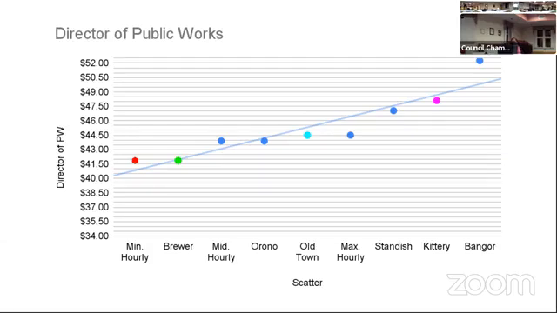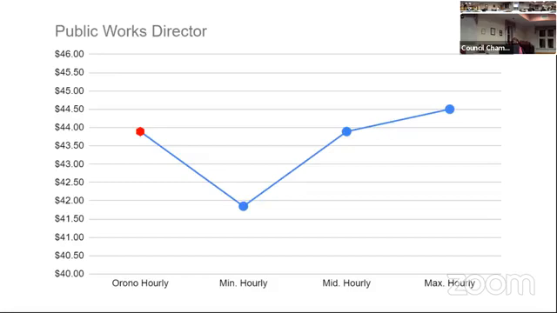cemeteries, facilities, environmental study, environmental services. So again, we put an awful lot in that bucket. And there you see just about mid.